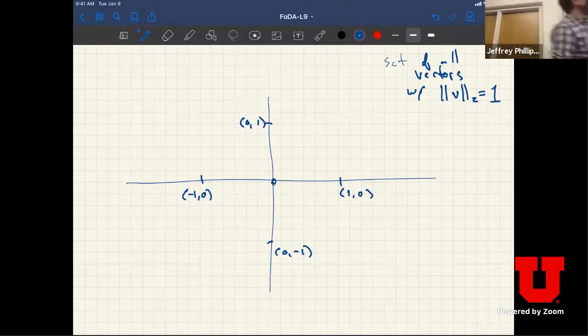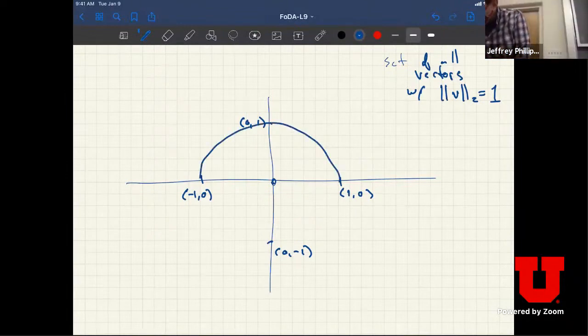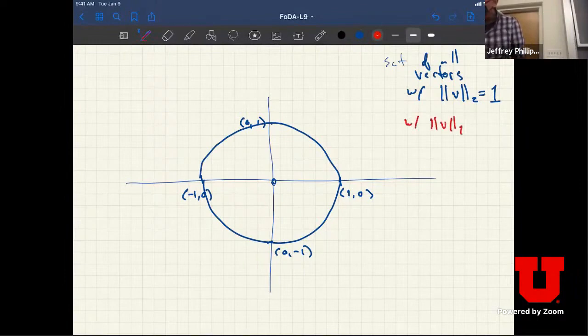All these are vectors of length 1, right? You can see these points are vectors of length 1, and then what fills in is the circle. This is a circle, okay? And if I wanted to draw the vectors of length 2, well, it's a circle with twice the radius and so forth. So let's fix the ones of length 1. Okay, now in red, let's do it with the 1 norm. Instead of the 2 norm equal to 1, let's do the 1 norm equal to 1.